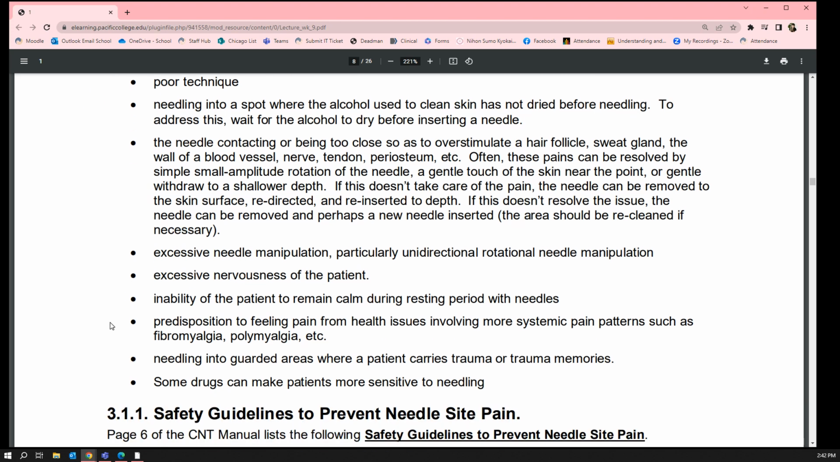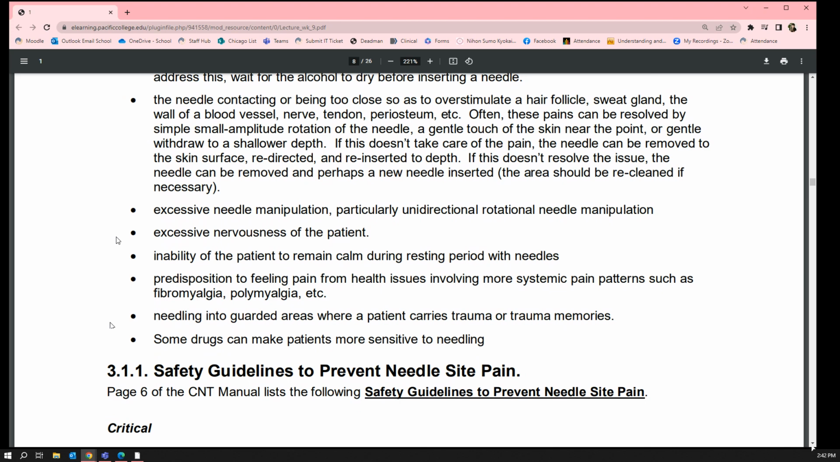Next one here is excessive nervousness of the patient. We talked about this at the beginning, but it's really important that your patient be relaxed. Next one here, inability of the patient to remain calm during resting period with needles. Sometimes a client is okay when you leave them, but then you check on them at the 5-minute mark if you have a TDP lamp on them, or at the halfway mark if they are just resting quietly. If they need a check, they might be uncomfortable, they might be agitated, they might be nervous. So if that's the case, you might need to do something differently depending on that situation, right?